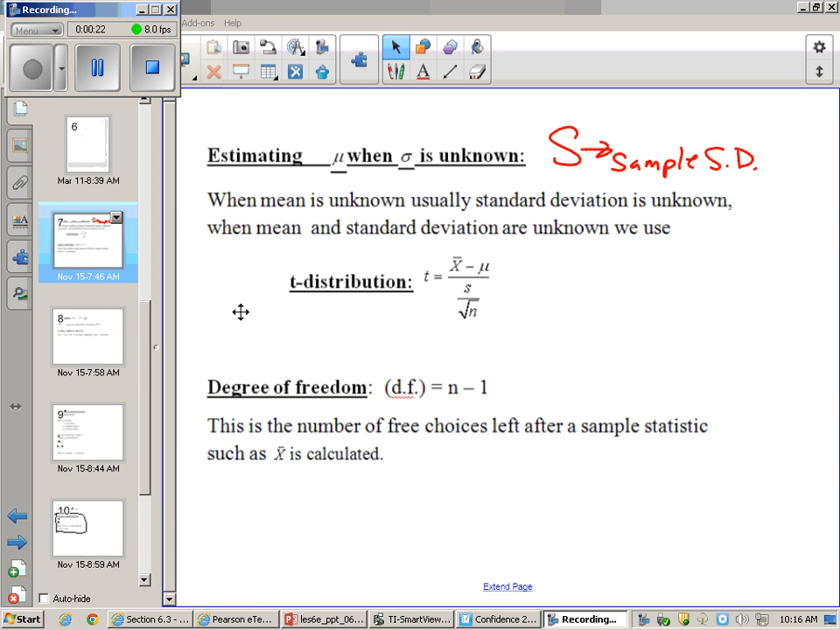The t distribution is the sample mean minus the population mean, over the sample standard deviation over the square root of n. We truthfully do not use this formula, but I like to give it. Degrees of freedom is the number of free choices left after a sample statistic, such as the mean, is calculated. So we take the sample size and we minus 1.